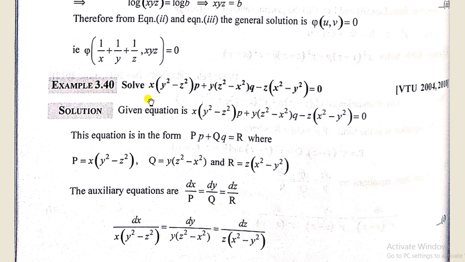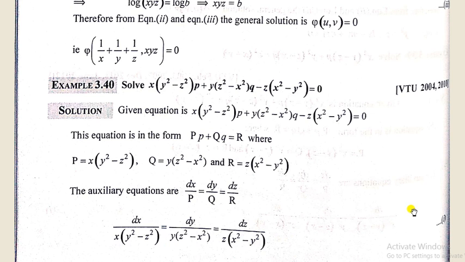Third example: solve x(y² − z²)p + y(z² − x²)q − z(x² − y²) = 0. Again it is in standard form, Pp + Qq. Shift the z term to the right-hand side, then it becomes R. The formula is Pp + Qq = R. Now write the auxiliary equation of Pp + Qq = R as dx/P = dy/Q = dz/R. Then use the P, Q and R terms here.